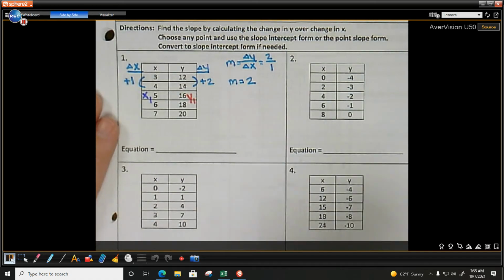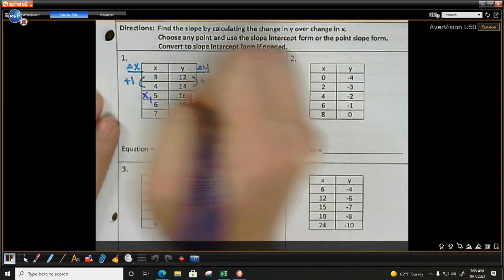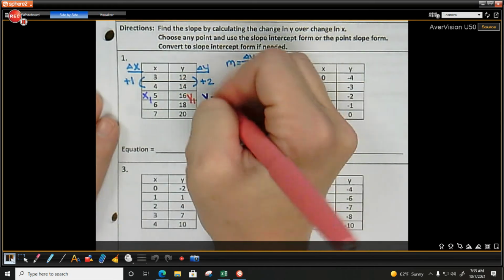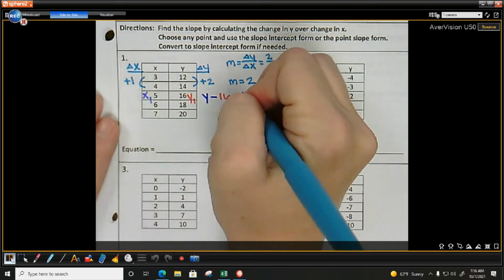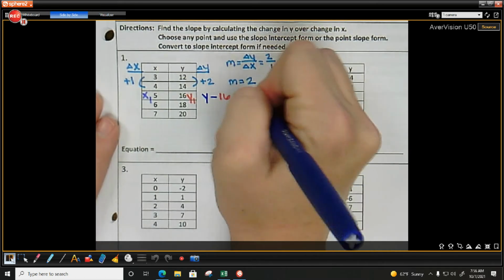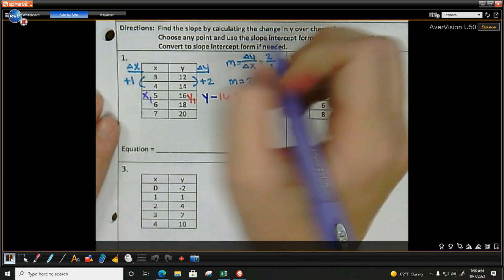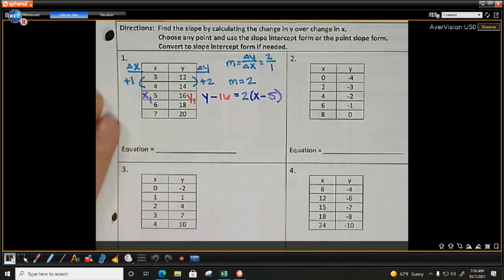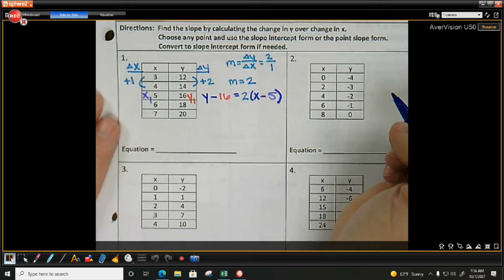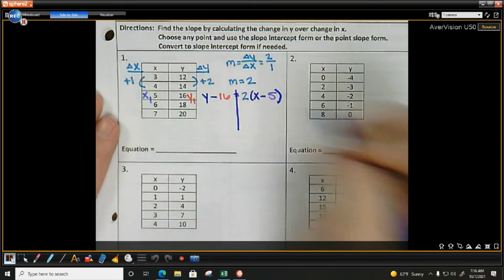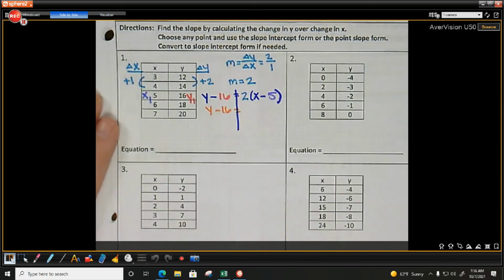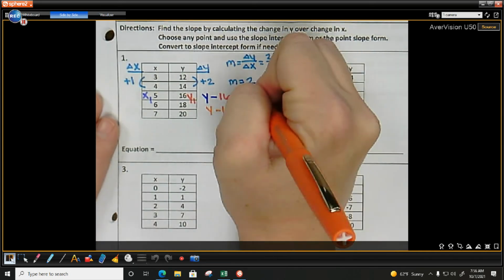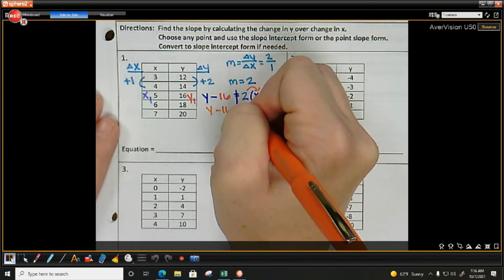Okay, so my formula is y minus y1, which is what? Equals m, which is what? Times x minus, what's x1? 5. So we need to solve this for y. We always want it in slope-intercept form. Draw your line through the equals. Drop down your y minus 16. What do I need to do on the right? Distribute. What's 2 times x? What's 2 times negative 5?